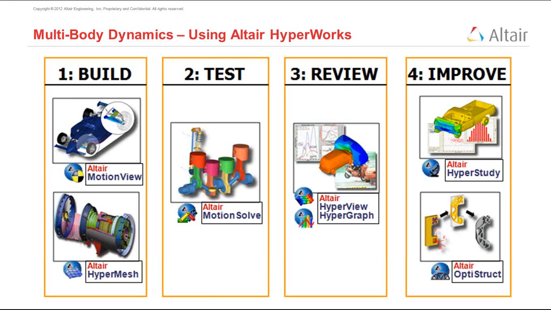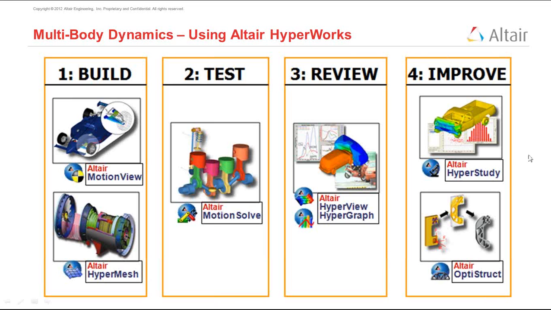Usually simulations are divided into three parts. One is pre-processing, the solver, and the post-processing. Here you see 4 parts. I'll come to the fourth later. But over here we are going to use Altair Motion View as the pre-processor to set up our simulation. We're going to use the solver Motion Solve, which is a multibody dynamic solver, to solve our problem, and then we will use the post-processing tools Hyperview and Hypergraph to review the results.